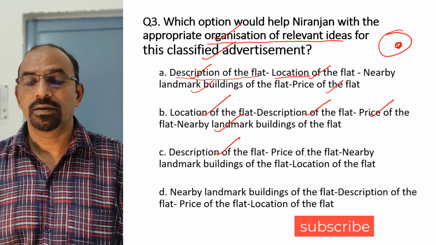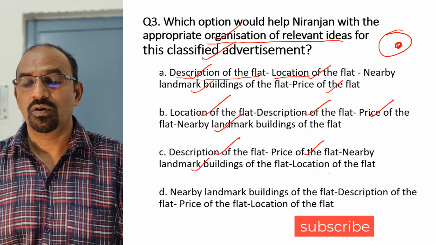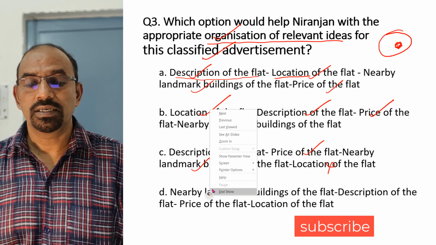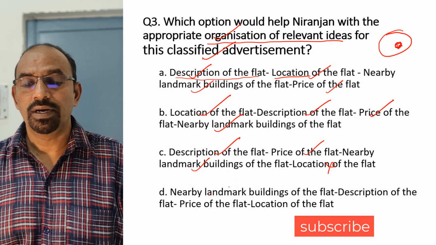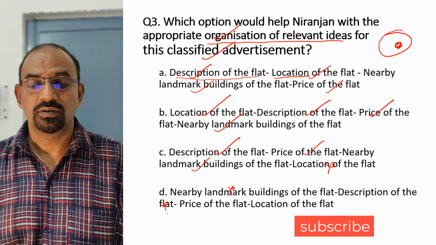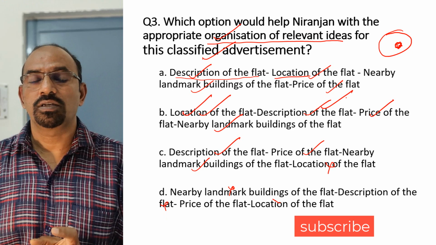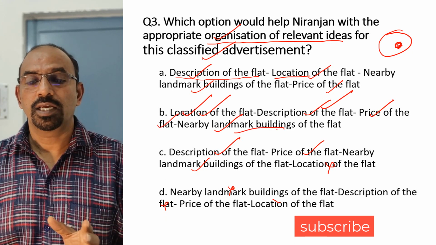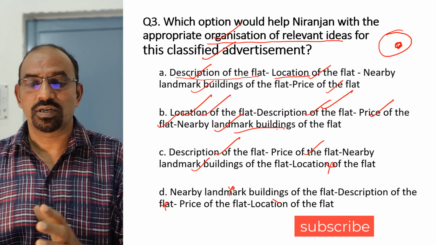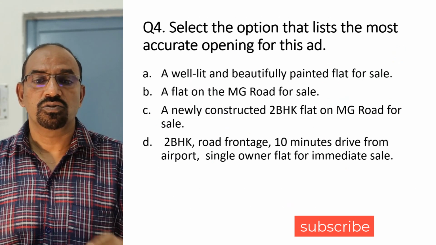Description of the flat, price of the flat, nearby landmark buildings of the flat, location of the flat, no. Nearby landmark buildings of the flat, no. Description of the flat, no. So first we have to give location, then description, then price, then nearby landmark buildings like railway stations, airport, schools, etc. So B is the right option. Let's move on to the next question.